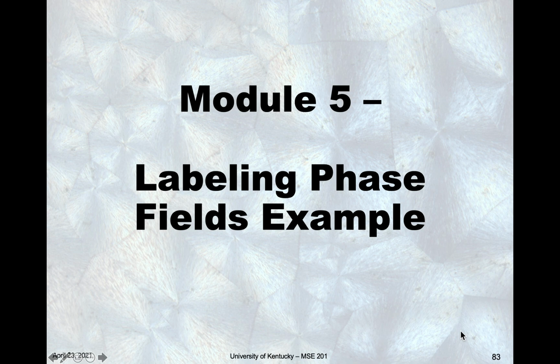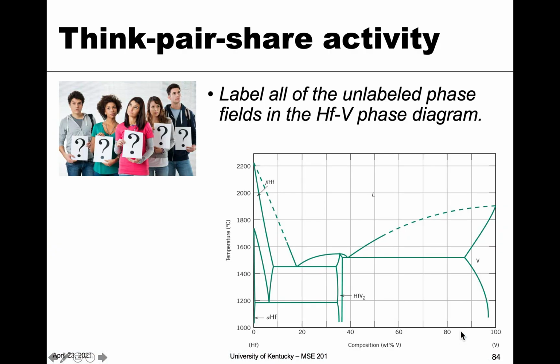All right, so in this module, we're going to go through an example of how we do this labeling of phase fields, only knowing some of the labels. We're going to go through the hafnium-vanadium phase diagram, which again only shows single phases, and I want you to label all of the unlabeled phase fields of this diagram. So see if you can go through and label the rest of them.